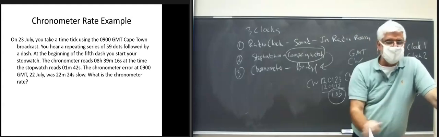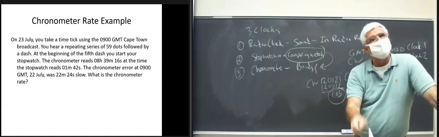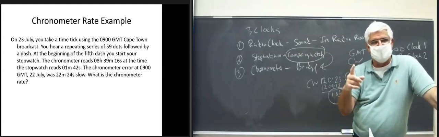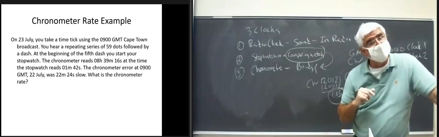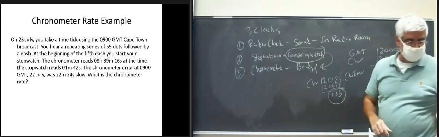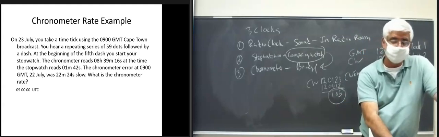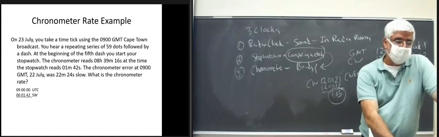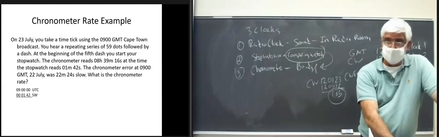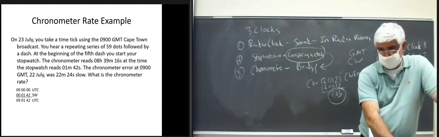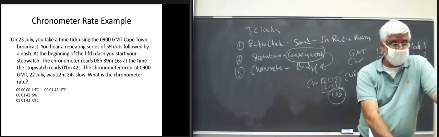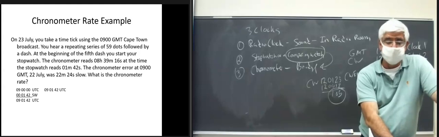What they're asking today is not whether it's fast or slow today. They're asking, how is it different from yesterday? Okay, so let's take a look at this. It was 0900 UTC. We know that when I got to the bridge, it was 1:42, which means it's 09:01:42 UTC. When I compare the 09:01:42 UTC to my chronometer, what time does my chronometer say it is?